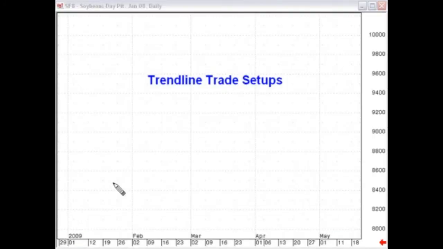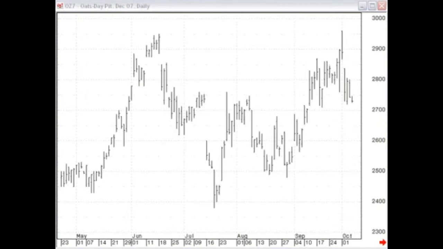In this section, I'm going to be looking at trend line trade setups. Now, there's a number of trade setups that trend lines do indeed offer. Even so, I'm only going to focus on 2 of my most favorite trend line trade setups. And the first trade setup I'm going to be talking about is what I call the gap. And this is what I'm referring to. Let me move the slide over.